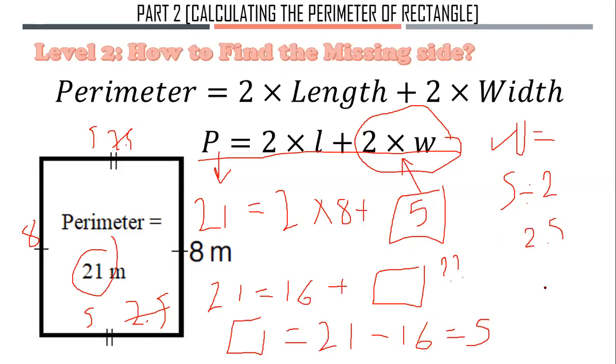Now, can we add length and width then multiply by 2? Of course you can do that. But when we're having a missing side, it will be complicated, ya Mu'taz. So this is easier. If you want to just find the perimeter, what you said is easier. It depends on the question, okay?